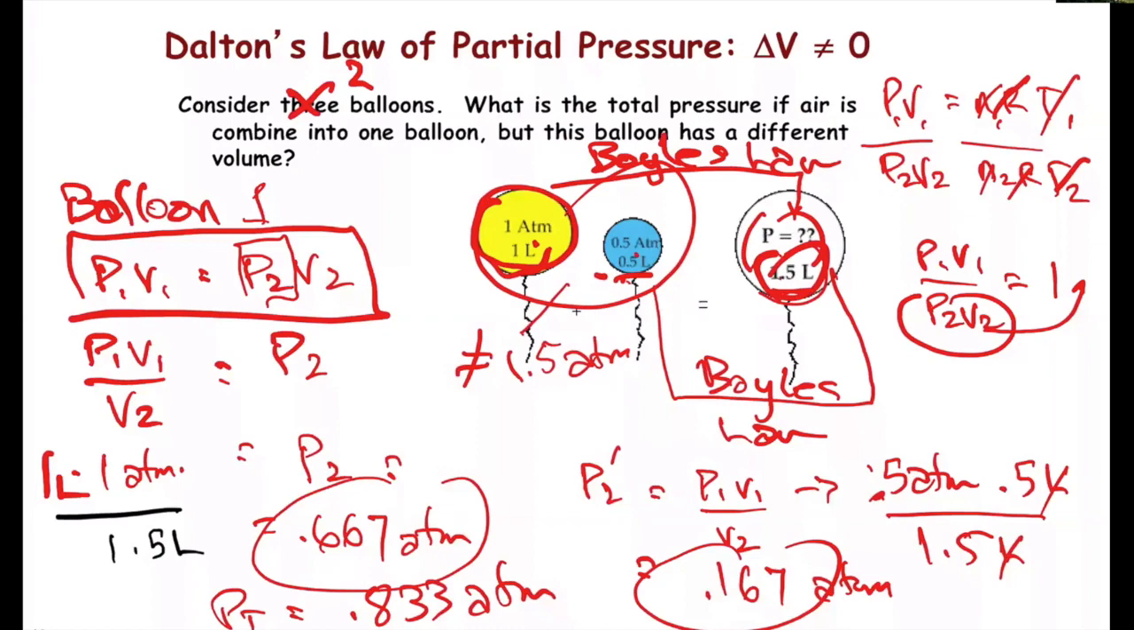Comes out to 0.667 atmosphere. What the pressure will be for this gas at that new volume, it's 0.167. Then and only then can you add the two pressures. It happens to be 0.667 plus 0.167, that's 0.833 atmosphere. So that's the math behind all this.